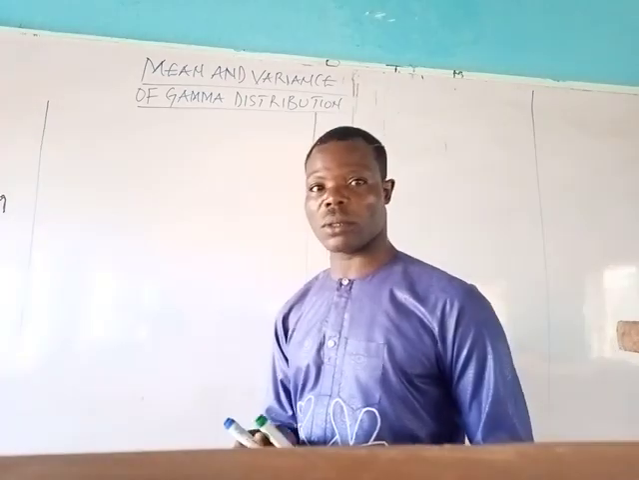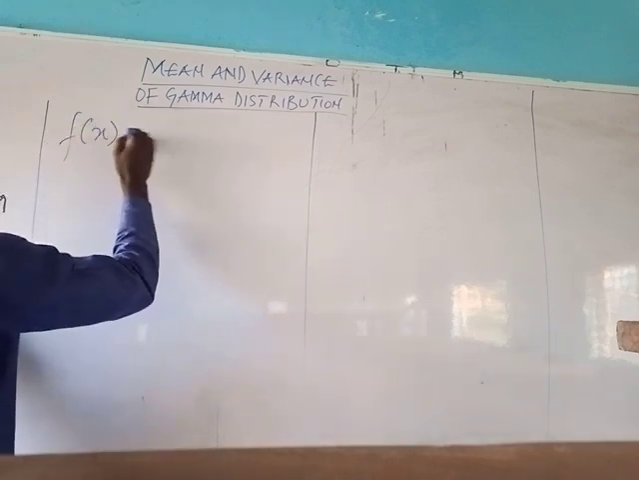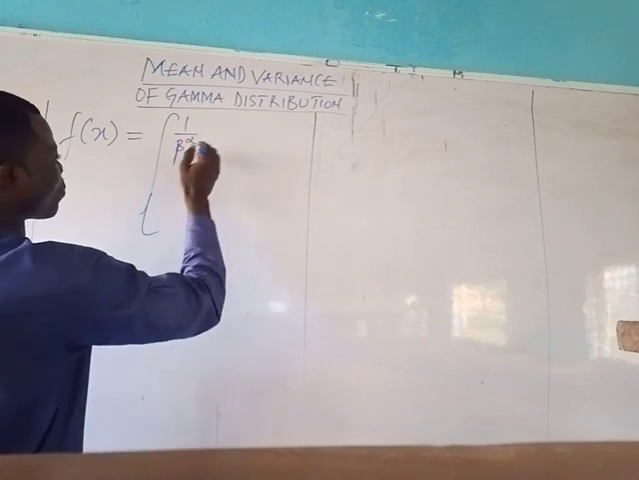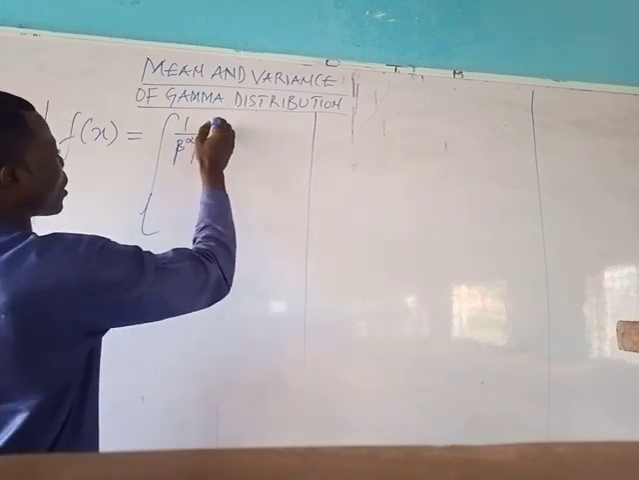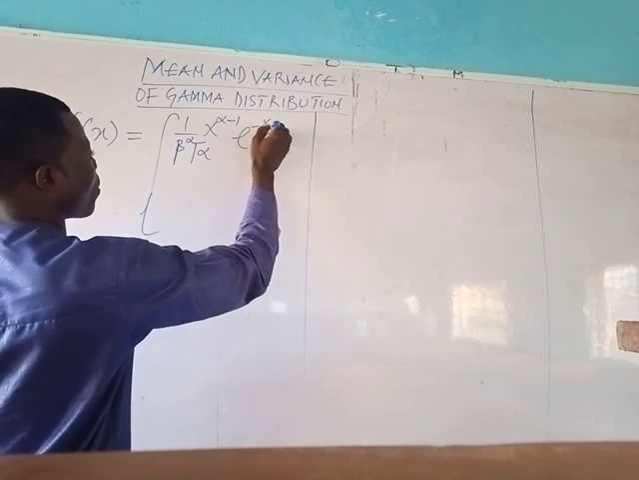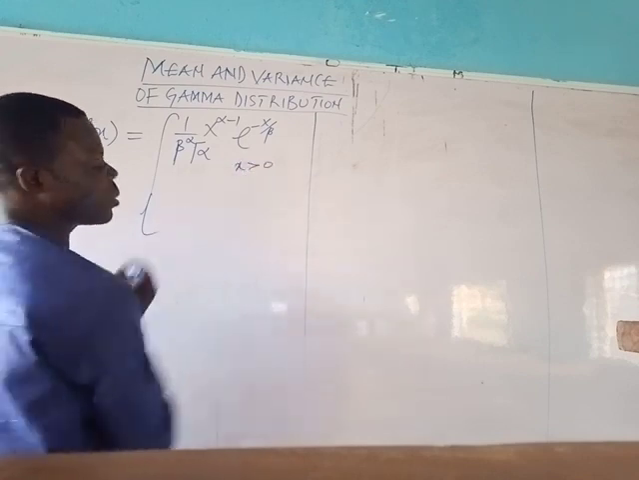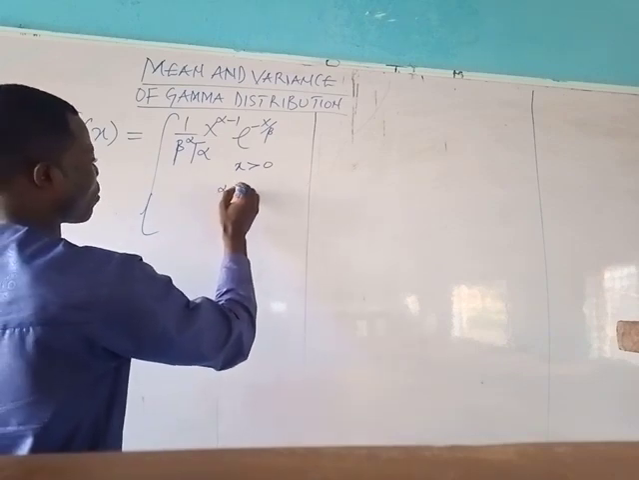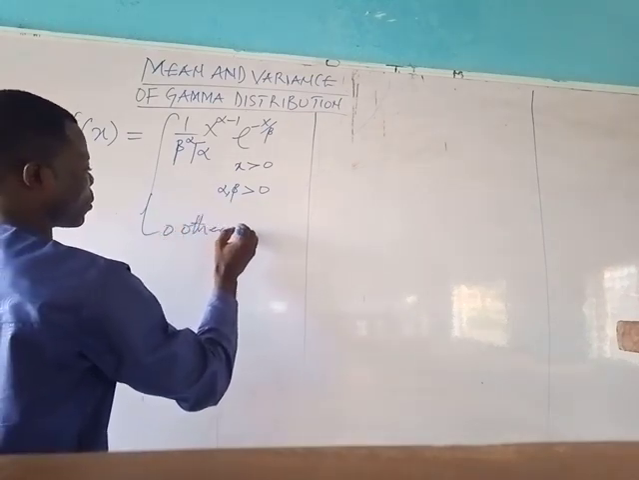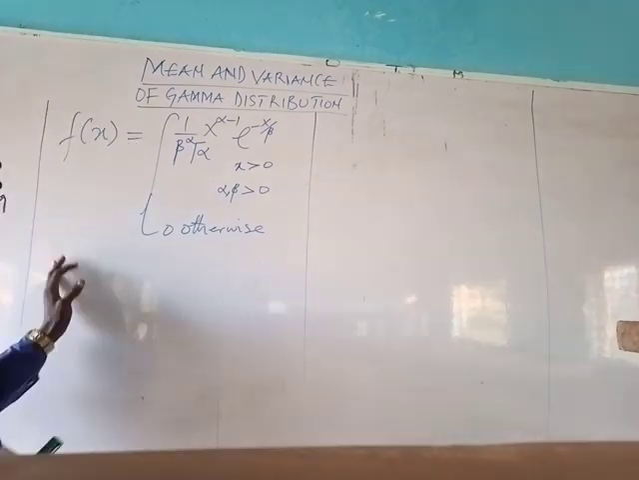If you still remember, the density function of a gamma distribution is given as a function of x equal to 1 over beta raised to the power of alpha gamma alpha, x raised to the power alpha minus 1, exponential minus x over beta. So here your x is greater than 0 and your alpha and beta are also greater than 0, and 0 otherwise. This is the density function of gamma distribution.